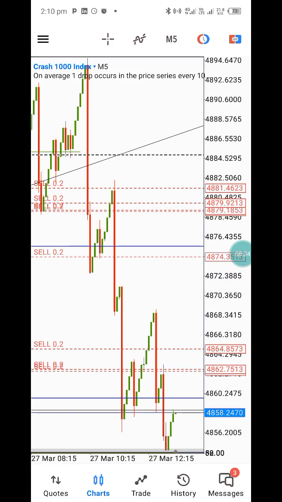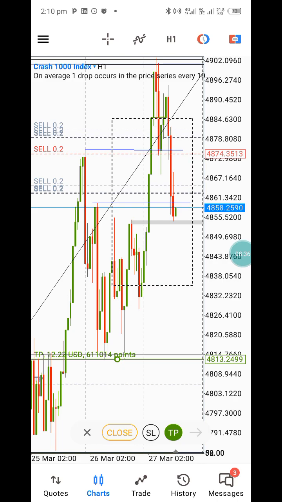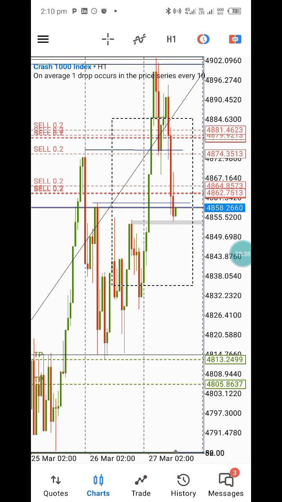So you can see my take profits. You see where my take profit is. It's actually just a small one, a quick one. So that's my CRT candle.